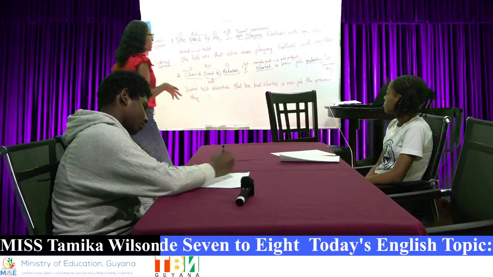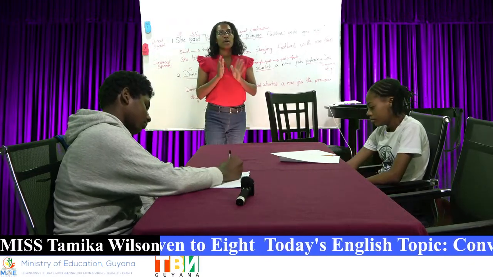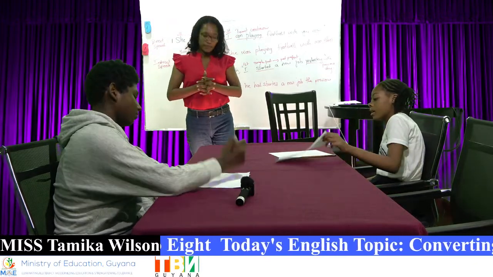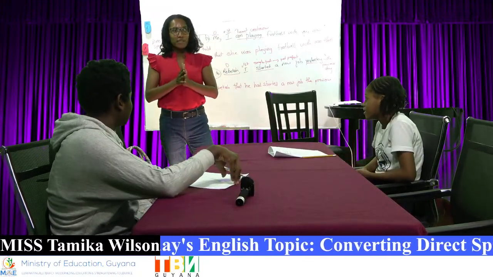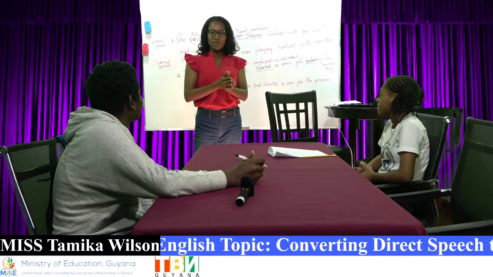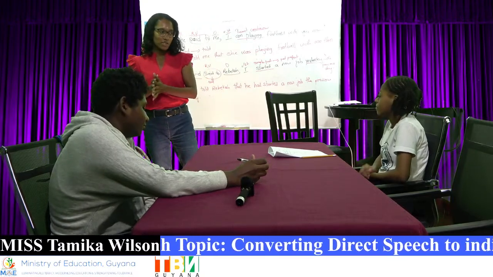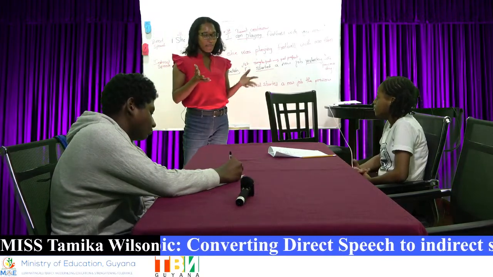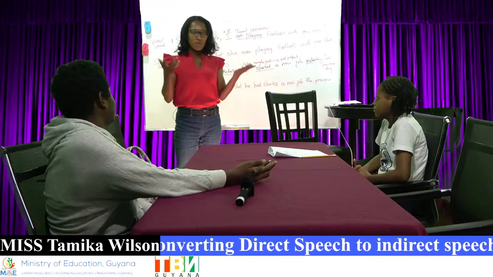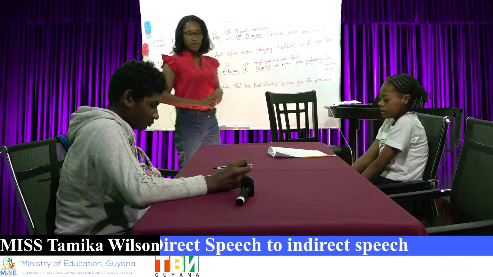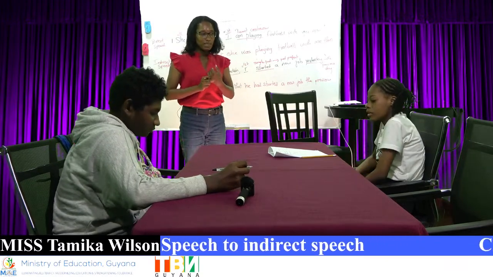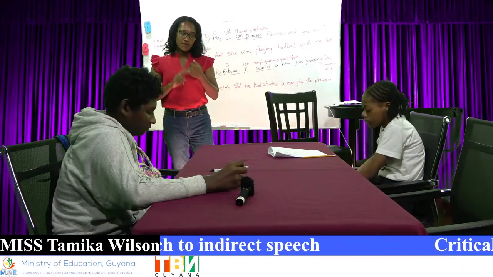So let's look at what we did today. Today we looked at converting direct speech to indirect speech, and we use a 6-step method, isn't that so? Let's go through the method for the purpose of understanding what we would have done today. The first thing we have to do is identify. It's the identification process.